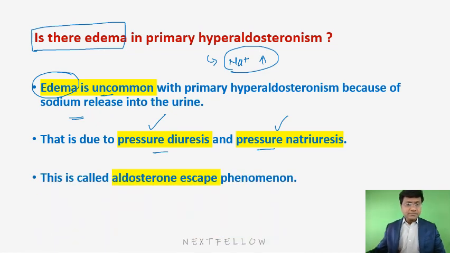And this is called the aldosterone escape phenomenon. So what do you mean by the word aldosterone escape? Because aldosterone, even though it is there, is unable to show its action of sodium and water retention. And that is the reason why it is called the aldosterone escape phenomenon, right?